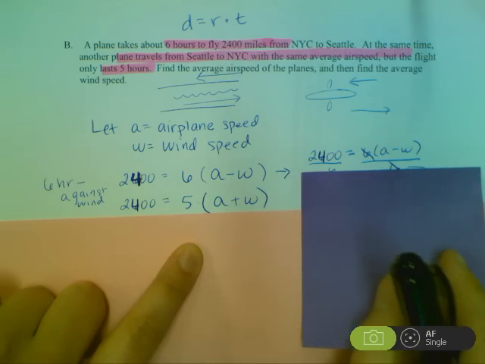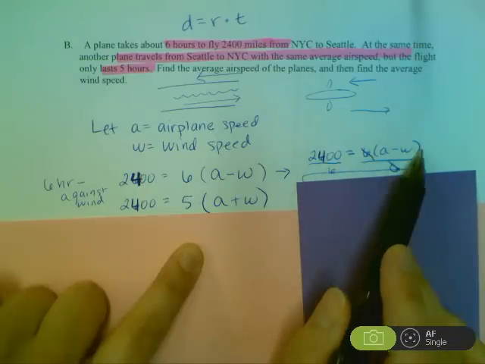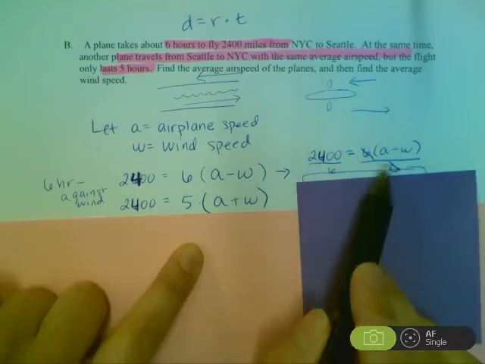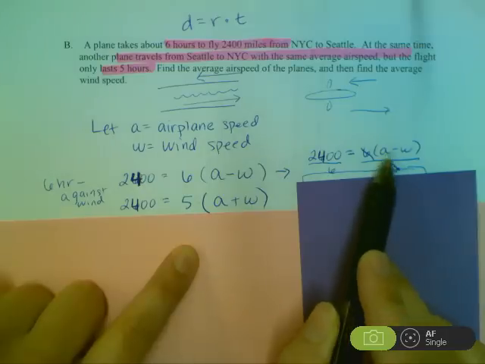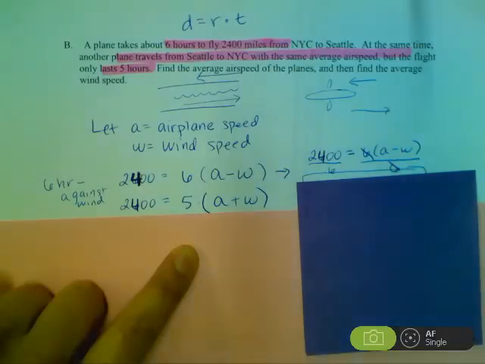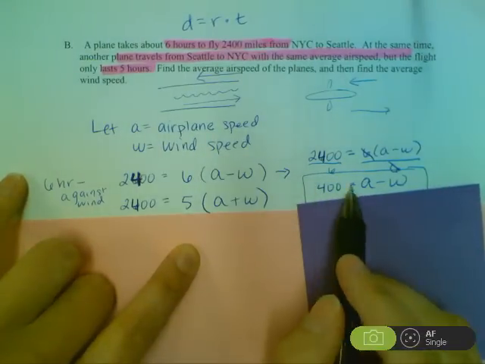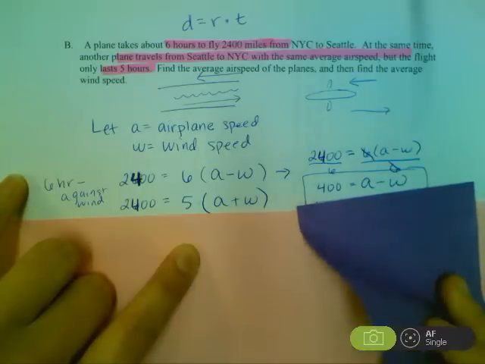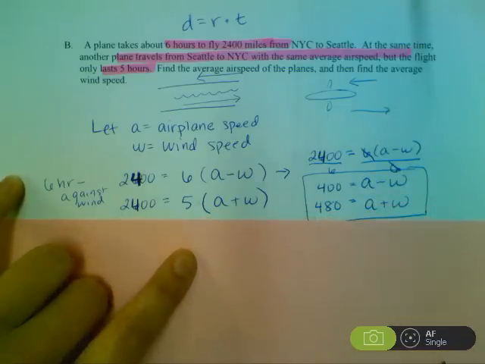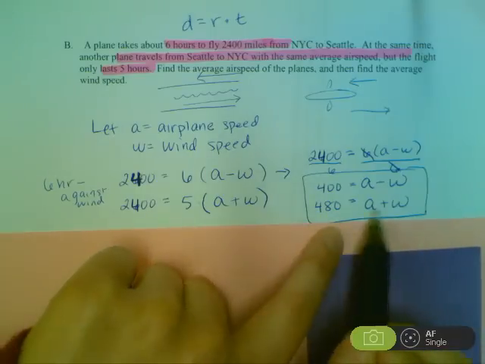If I have 2,400 equals 6 times parentheses A minus W, I can divide both sides by 6. When I divide the left-hand side by 6, I'm going to get 400. When I divide the right-hand side by 6, I don't touch the A minus W in parentheses. It just gets rid of the 6. So that first equation is 400 equals A minus W, because the 6 is gone on the right-hand side of the equation. If we do the same thing on the other equation, we're going to divide everything by 5. 2,400 divided by 5 is 480, and then the 5 goes away.